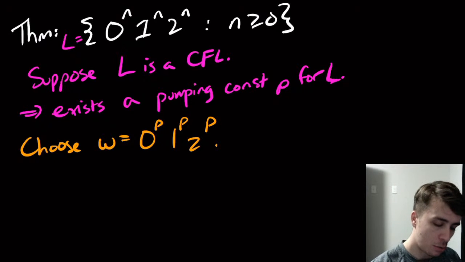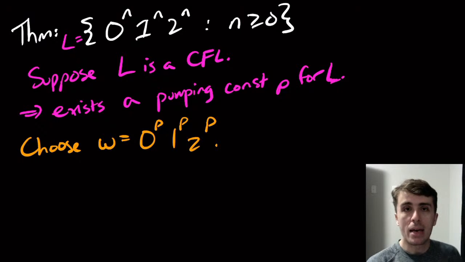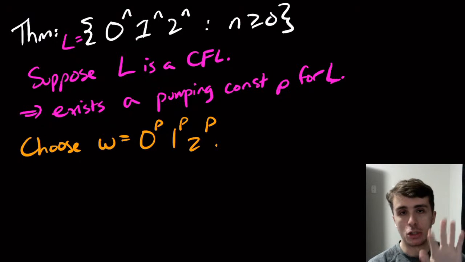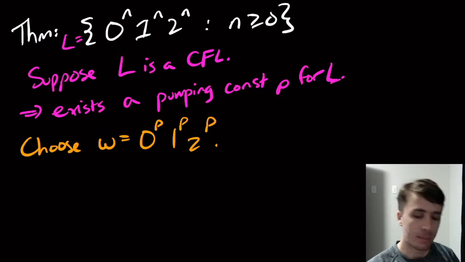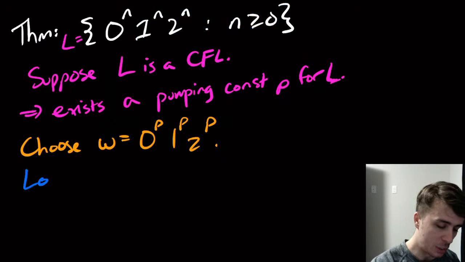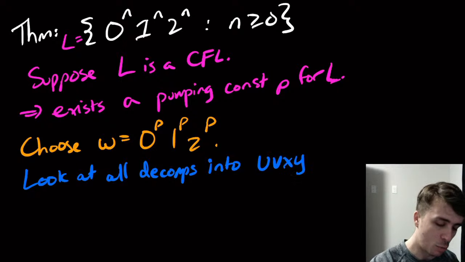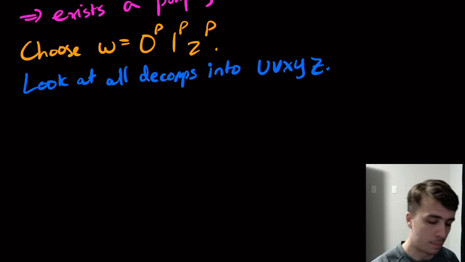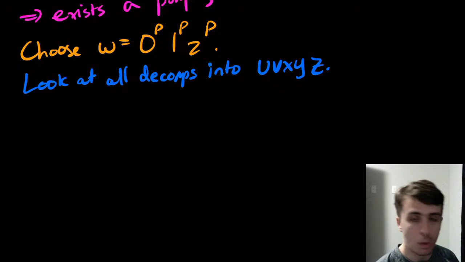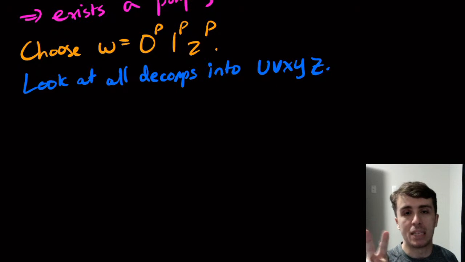Okay, so what do we do here? Well, now we got to look at every possible decomposition into those 5 pieces. Why? Because if I leave one of them out, that could be the one that allows us to stay in the language no matter what. So we got to look at all decompositions into u, v, x, y, z, according to the rules, of course, just like before. Well, the thing is, the v and the y pieces, those are the pieces we're going to put more of or take away from the string.